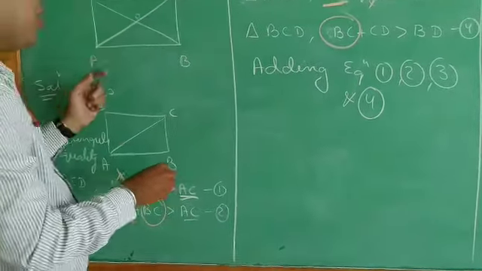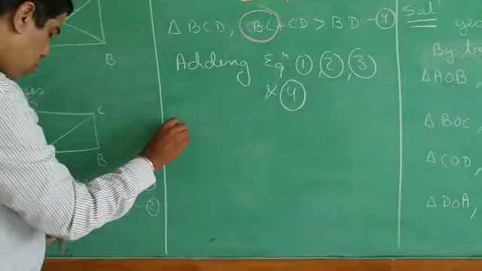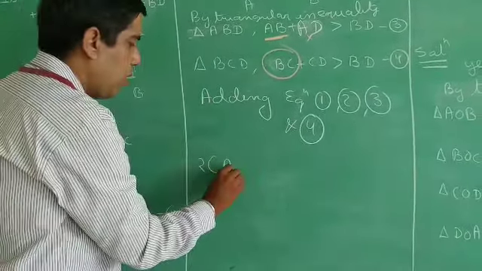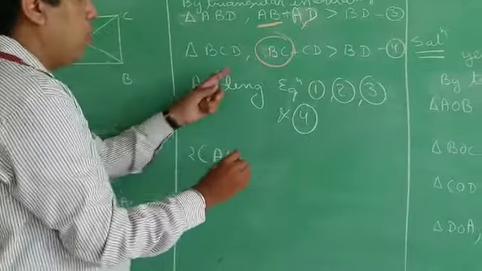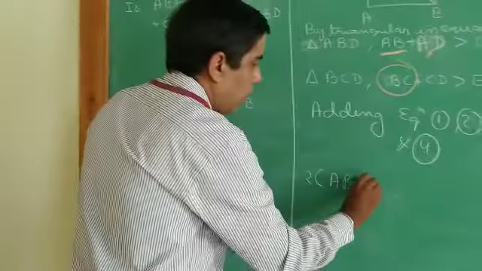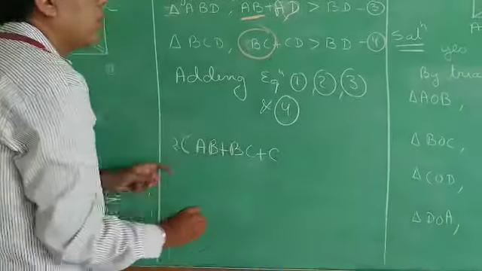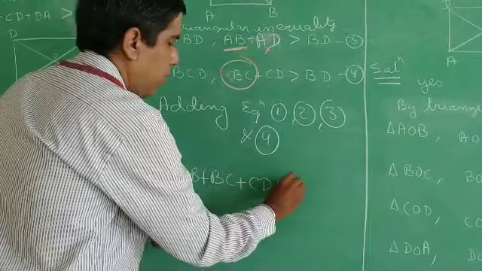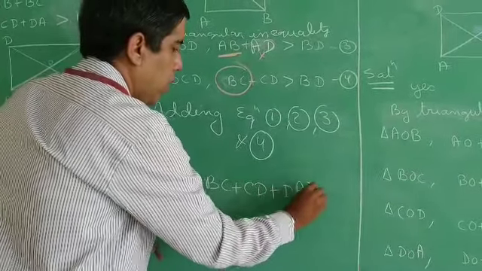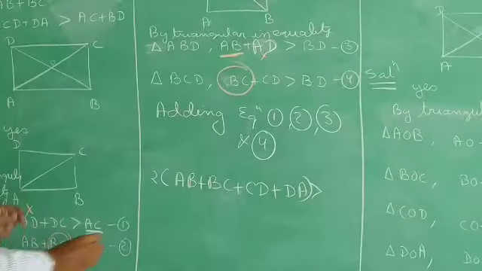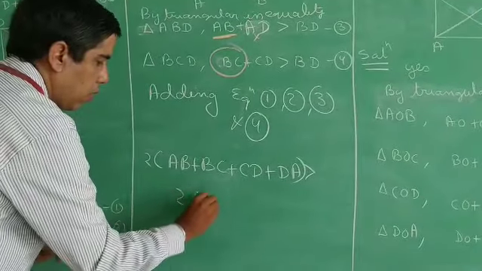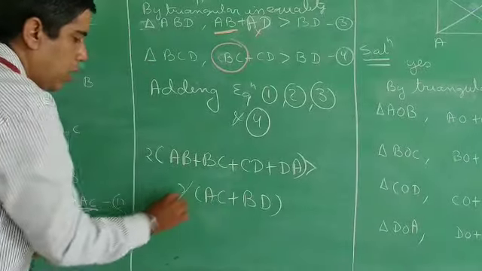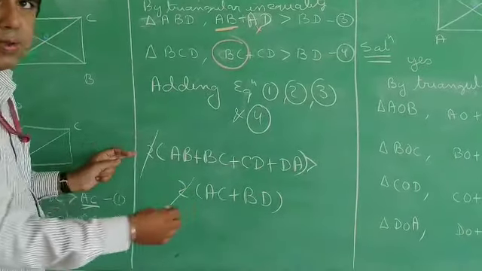So I am writing directly here. Adding means comes here, so I am writing here 2 times. I am going to write AB plus BC plus AB plus BC plus CD plus DA is greater than 2 times AC plus BD. Now here I am cancelling 2 because on both sides there is 2.